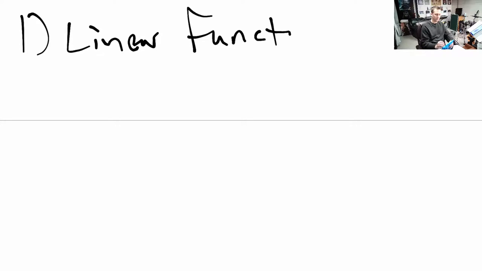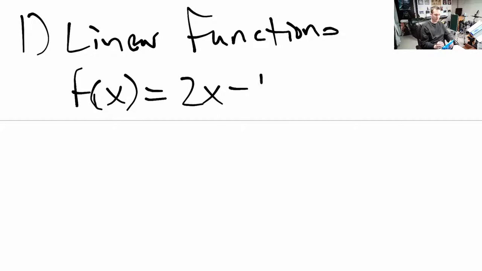Okay, so let's just take a quick example. One, linear functions. So I've graphed these things before. I'll say f of x is 2x minus 1. So this is a linear expression. It's got an x variable raised to the first power, so it's a linear expression. And all it says is to take an input, multiply it by 2, subtract 1 from the result.